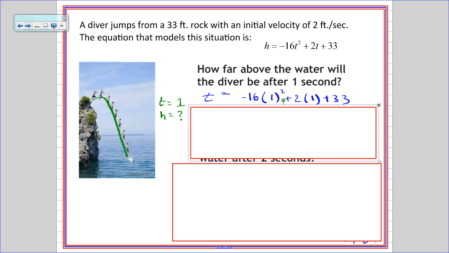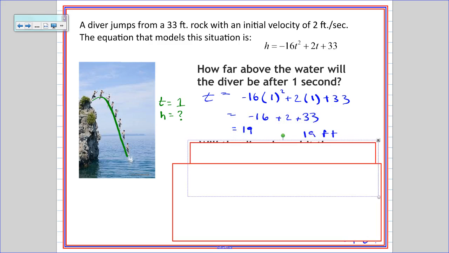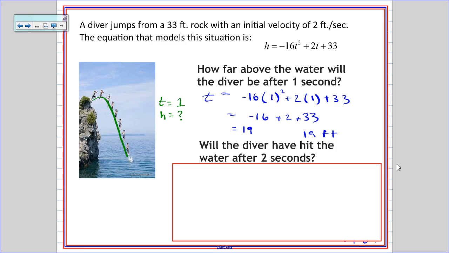Negative 16 times 1 squared plus 2 times 1 plus 33. And you can punch that out in a calculator, or you can use your head. Either way is fine. And what we're going to get is 19 feet. So after 1 second, the diver is 19 feet off the ground. Seems reasonable. Maybe that's like right here.